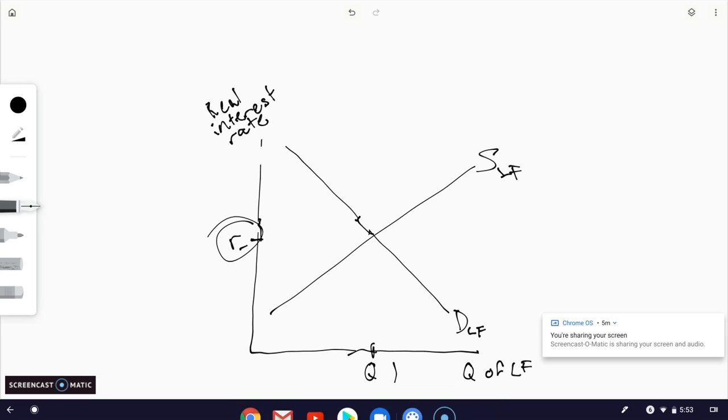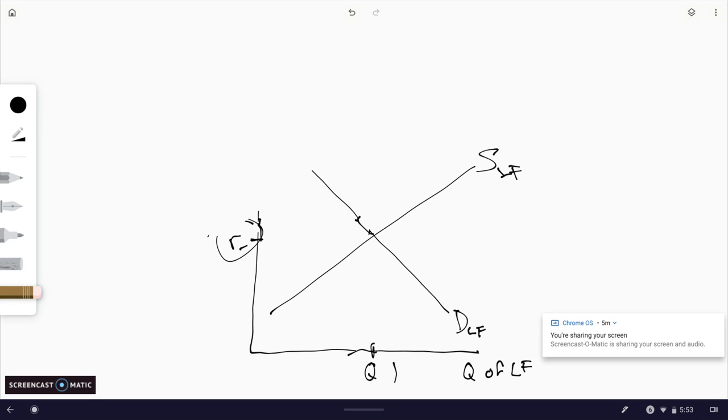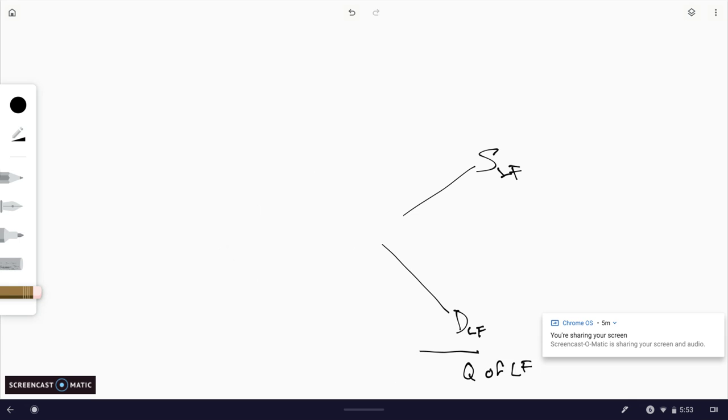And I believe the next one that we have to go over is the last one, and that is going to be the Phillips curve. I'm going to just erase all of this for now and start fresh, because otherwise this is going to get way too crowded. I apologize.